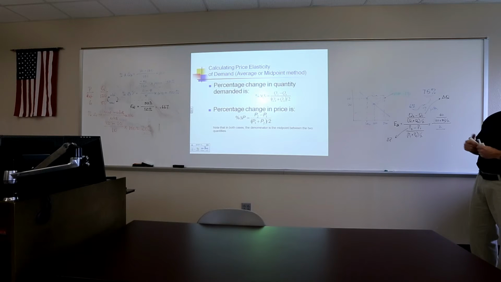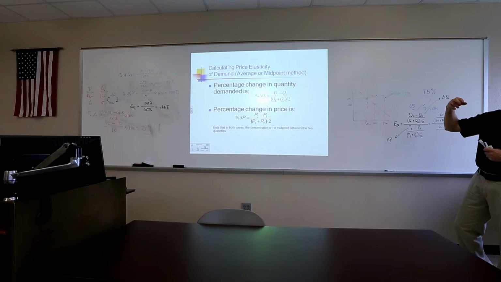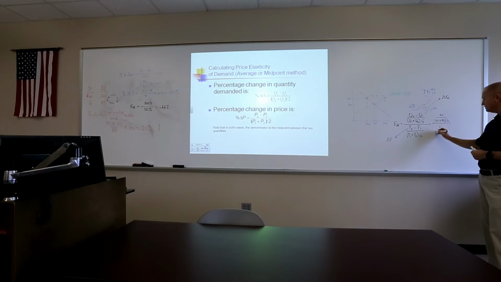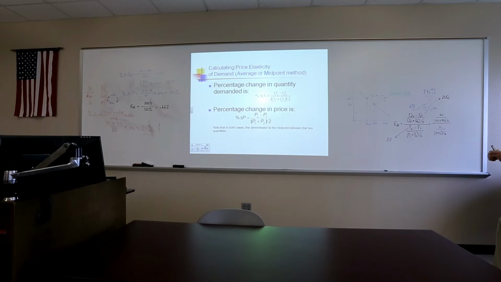And the prices would be the average between 4 and 6, which would be 5. So you're taking 4 plus 6 divided by 2. So bringing it out a little bit further here, the top is 40, the bottom is 100, this is 2, and this is going to be 5.